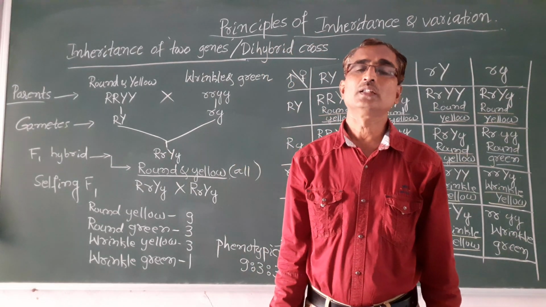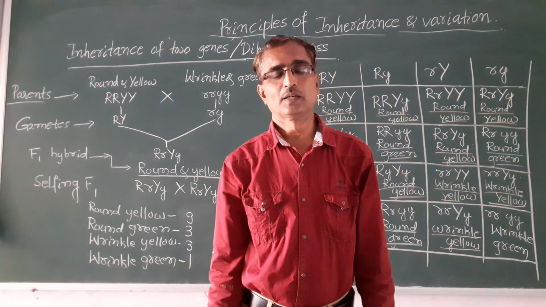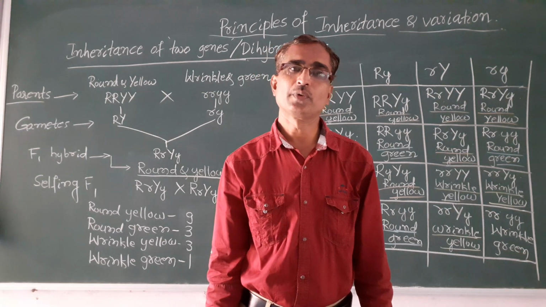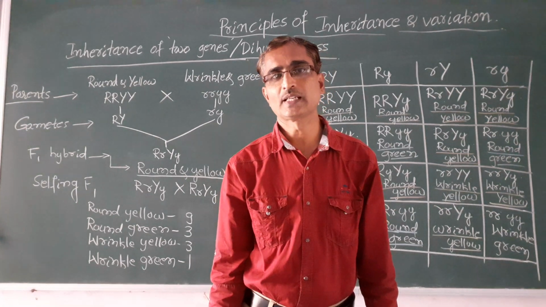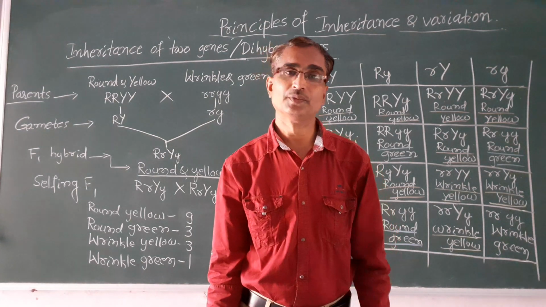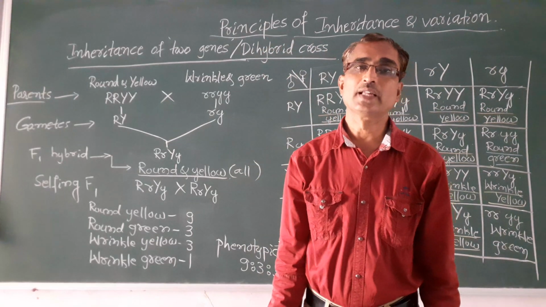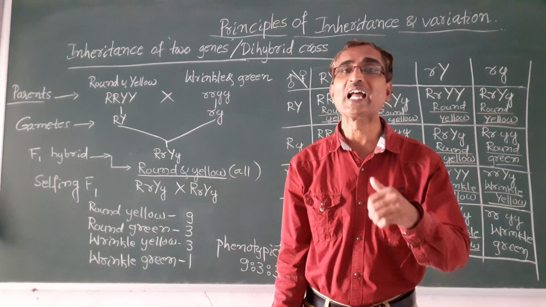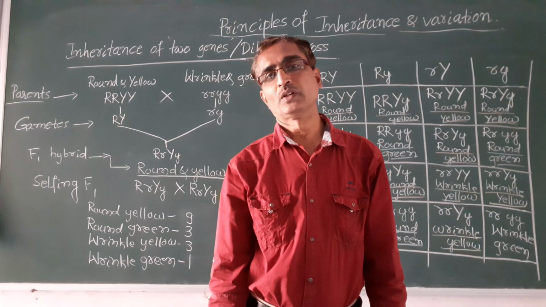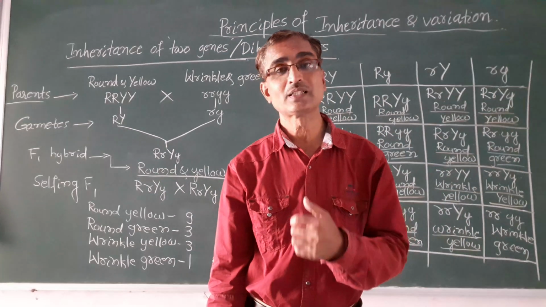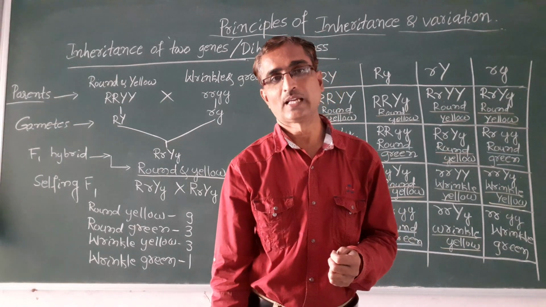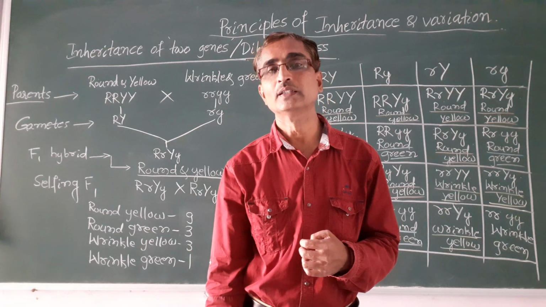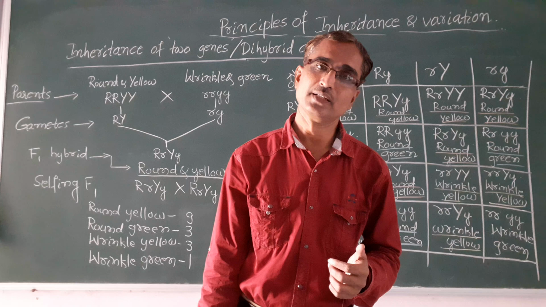So, in the previous class, we discussed codominance. That is, both the factors or characters are expressed together. Co means together and dominance means expression. So both the characters are expressed together in codominance, and that is also one of the exceptions to Mendel's law.